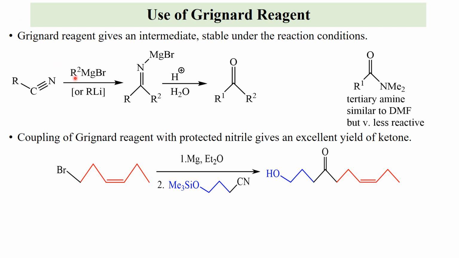When Grignard reagents react with nitrile, the intermediate is formed, and in the acidic condition, hydrolysis occurs to obtain a molecule of ketone. We have tertiary amides which are similar to DMF. There is only one difference. In tertiary amides, there is an R group, while in DMF, there is a hydrogen atom. But these amides are very less reactive, therefore these are nearly useless in these type of reactions.